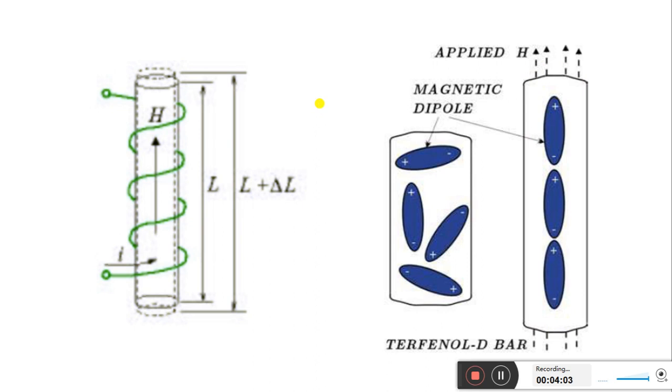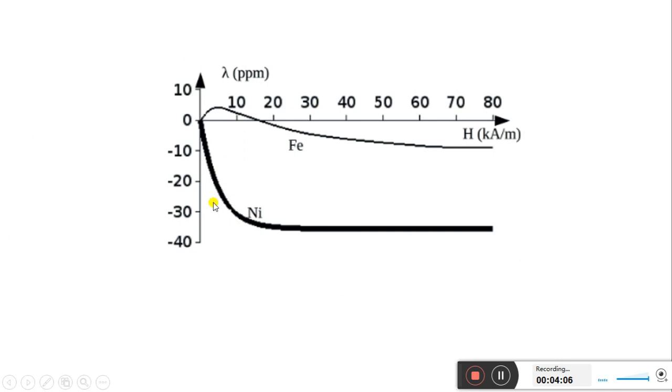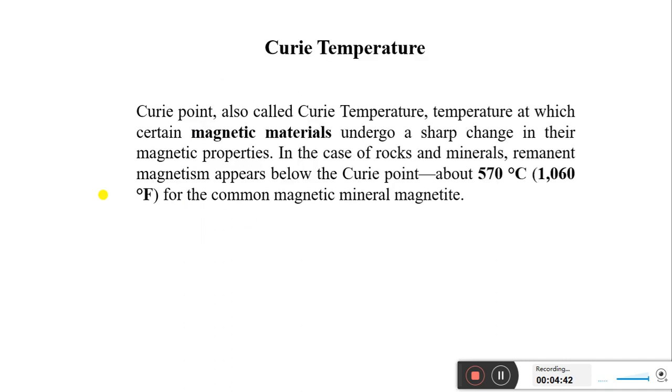magnetostriction effect. Now if you compare iron and nickel, if you apply a magnetic field H, and this lambda is called the coefficient of magnetostriction, then plus indicates that there is an expansion of the material and minus indicates the contraction of the material. So nickel shows more contraction compared to iron when you apply a magnetic field H. That is an example of magnetostriction.